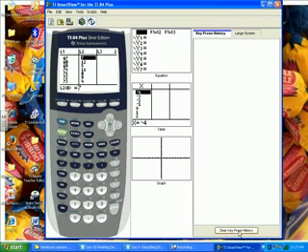The first question says, find the 5-number summary. So we can do that. Let me show you this really cool way how to find the 5-number summary. The 5-number summary being what? Minimum, Q1, median, Q3, and maximum. So you have to do our one variable stats.